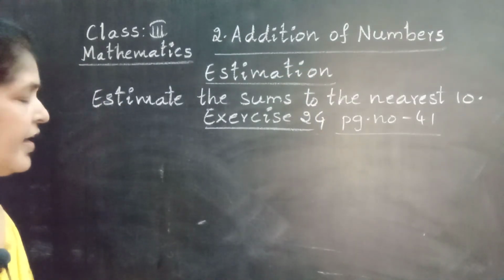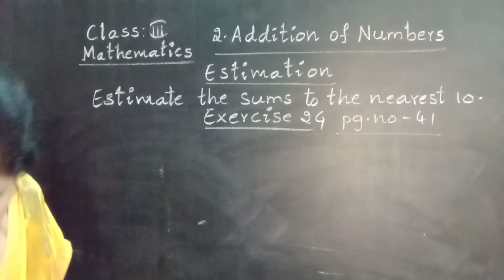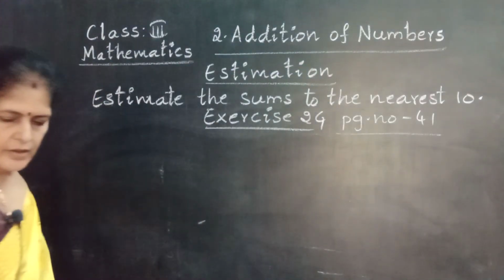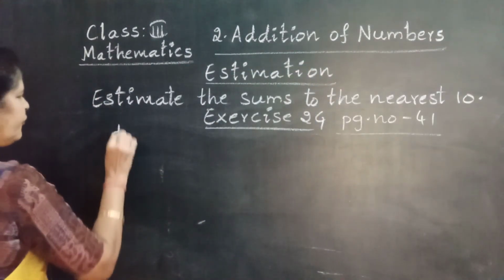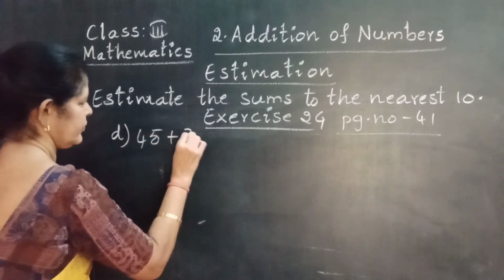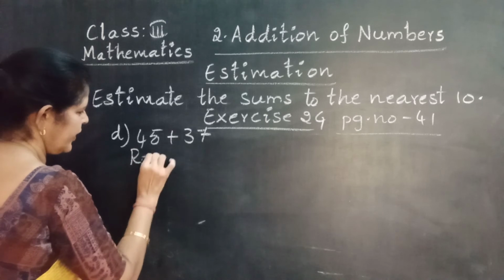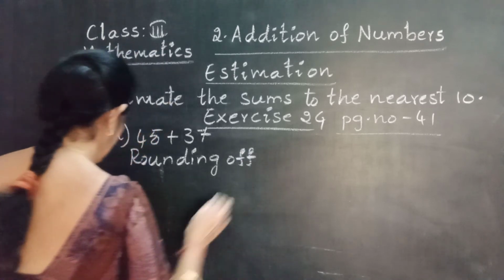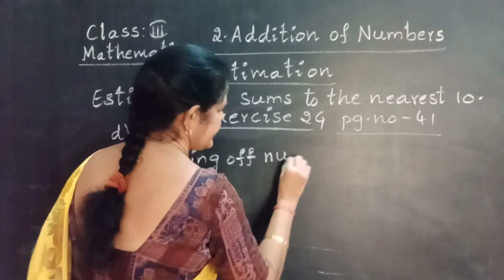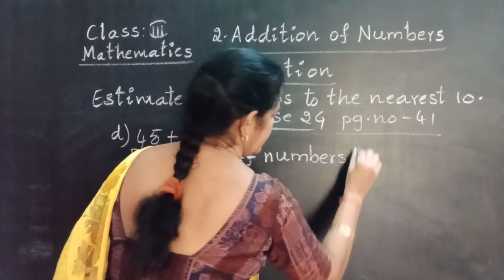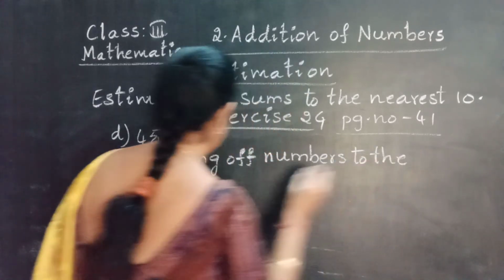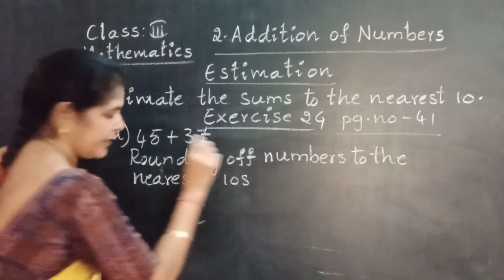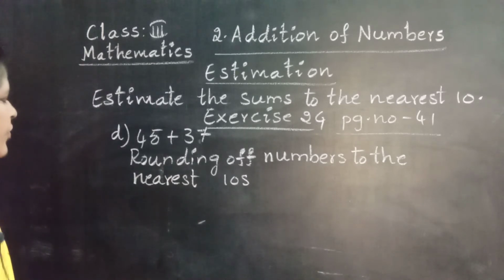Rounding off numbers to the nearest tens. Question D. 45 plus 37. Write the same. Rounding off numbers to the nearest tens. Take the numbers. What is the first number? 45.